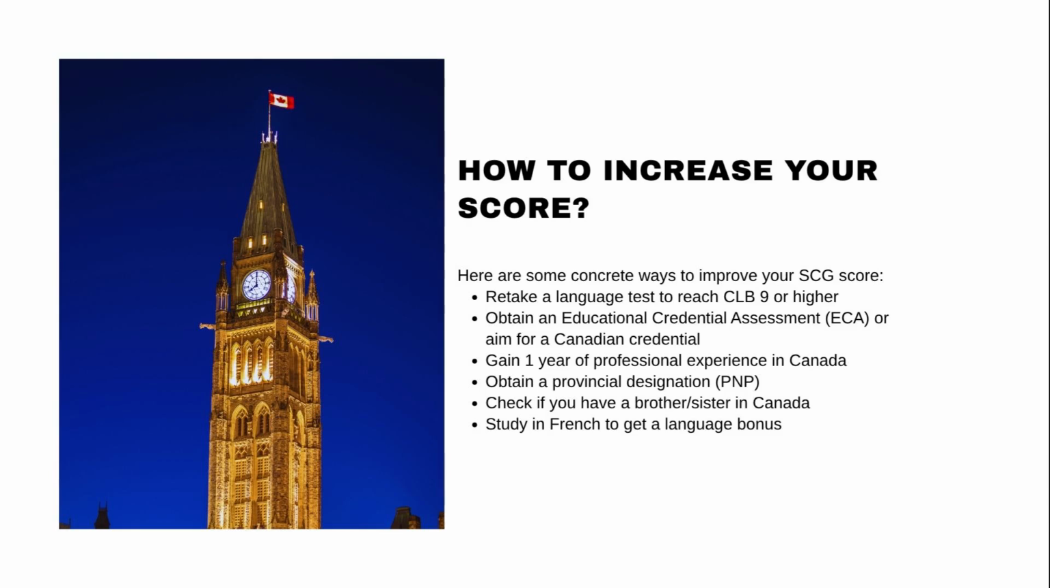Here are some concrete ideas for improving your score. First, the most accessible: retake a language test to aim for a CLB 9 or higher. This is often what unlocks the most points. Next, consider taking an ECA for your foreign diplomas if you haven't already done so. If you're in Canada, get a local diploma or accumulate at least 1 year of Canadian experience. Check your family ties too. A sibling in Canada can give you 15 points. And of course, keep an eye on the provincial programs open to your profile. Every action you take can significantly boost your score.